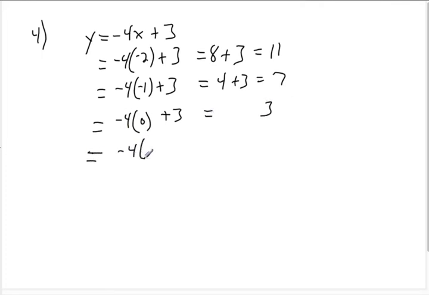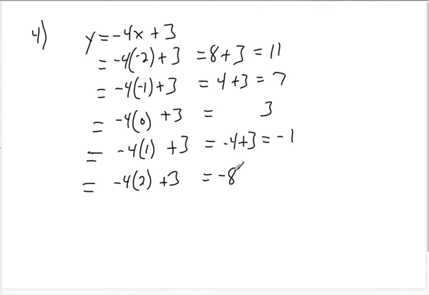And -4 times 1 plus 3 is -4 plus 3, which is -1. So here again we're subtracting 4 each time. So the next one I imagine will be -5. So let's find out. So we have -8 plus 3, sure enough, -5.